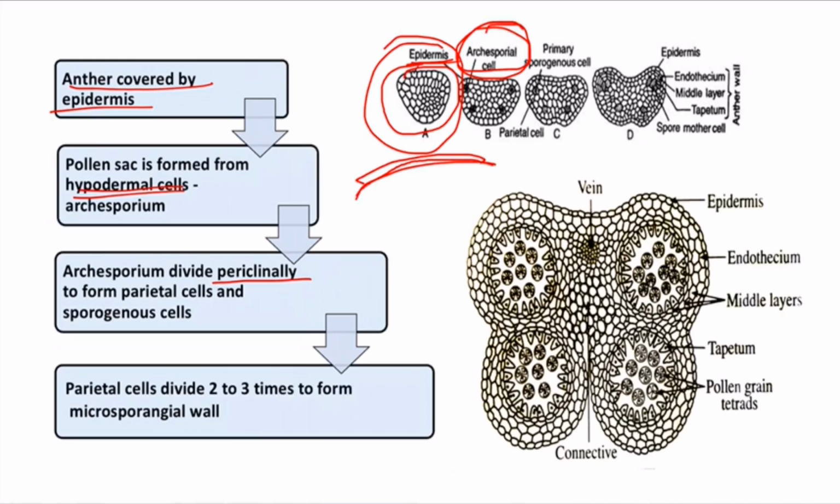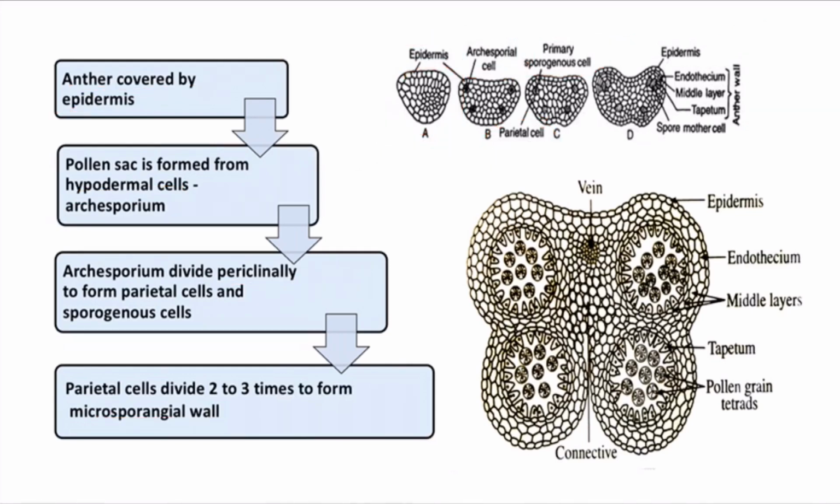Right, and when this archesporial cell divides, it is going to form two types of cells. One is a parietal cell and another is a primary sporogenous cell. Parietal cell will be towards the epidermis and primary sporogenous cell will be towards the center. Now later on, what will happen? This primary sporogenous cell will form a male gametophyte and this parietal cell will divide further to form a microsporangial wall. Right, and this microsporangial wall will have four layers, that is epidermis, endothecium, middle layer and tapetum.